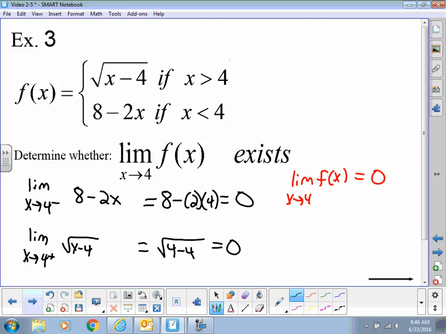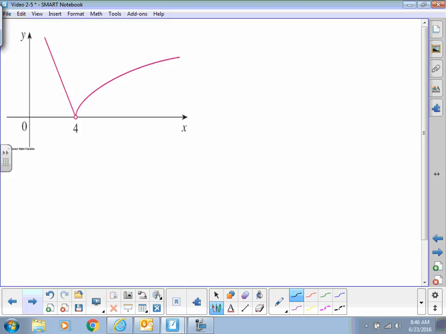And there's a visual of that. There was our left hand, the line part, and the right hand, the square root part. They are, in fact, both converging to the y value of 0 from both the left and the right.